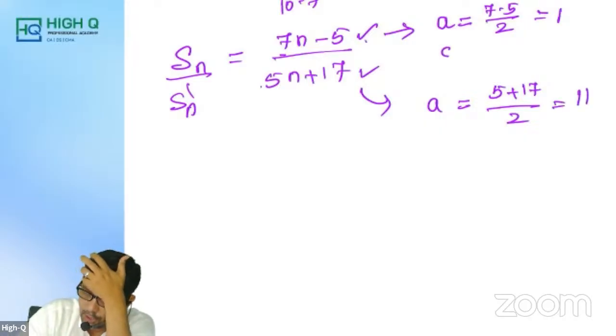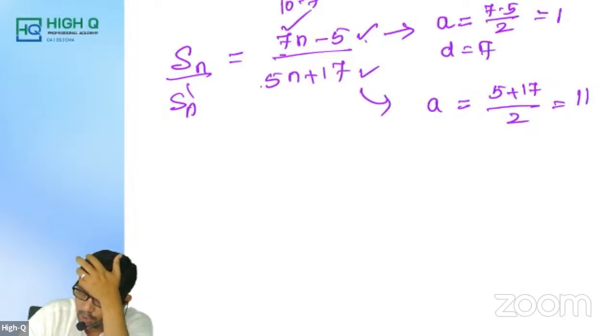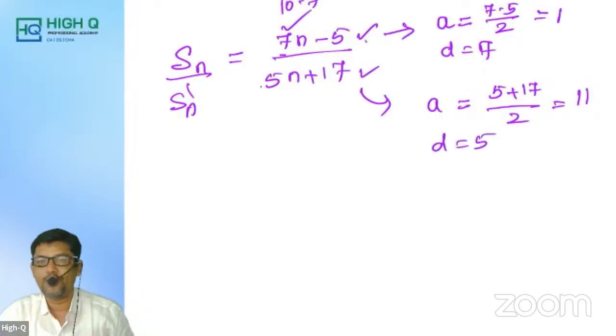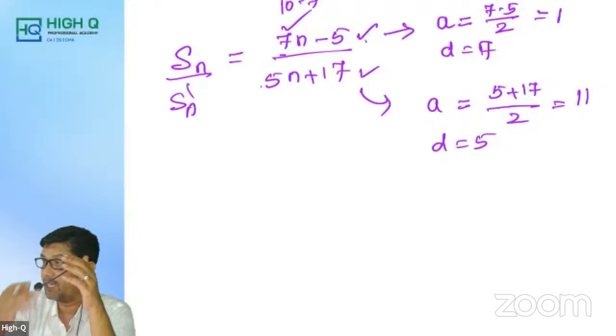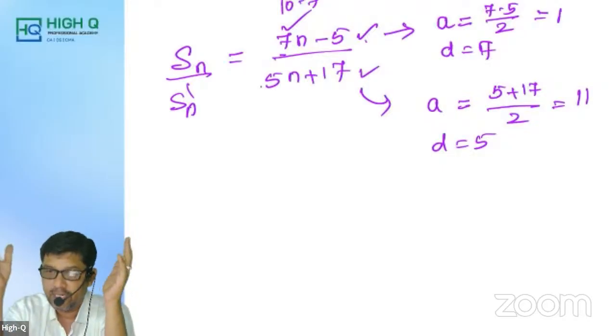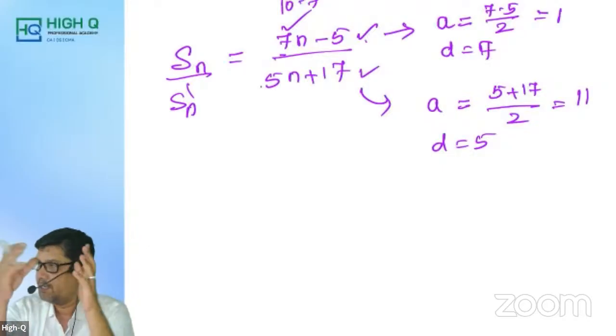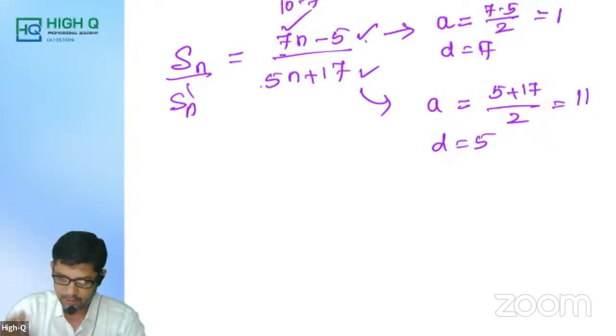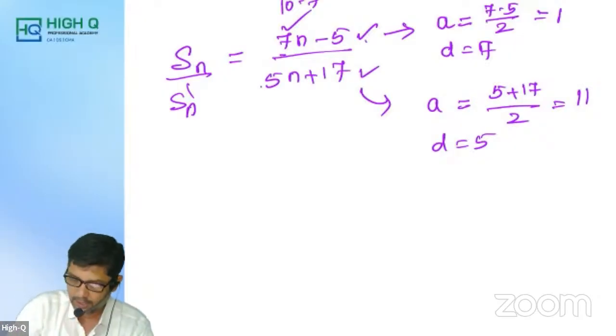And the common difference for the first AP is the coefficient of n. You can take it directly. And the common difference for the second AP is D equal to 5. So you got A and D directly. This is a shortcut, otherwise it is a very lengthy sum. This is one shortcut. First, you got A and D.